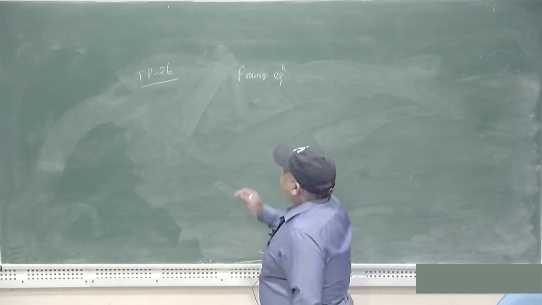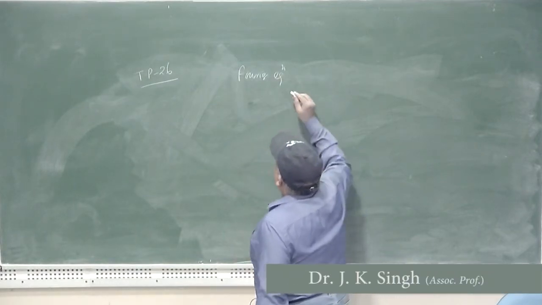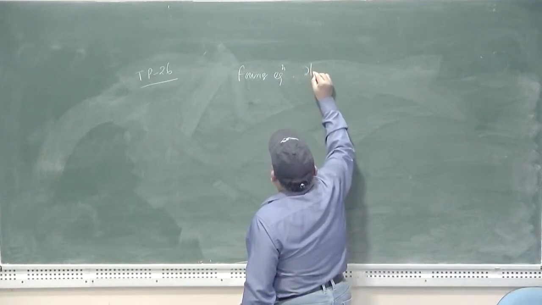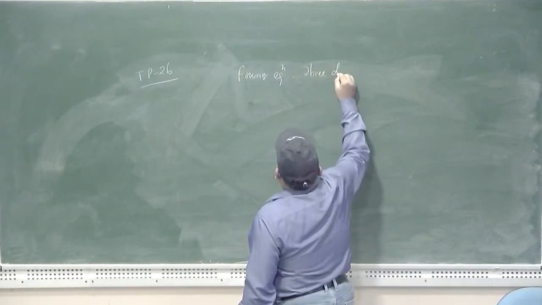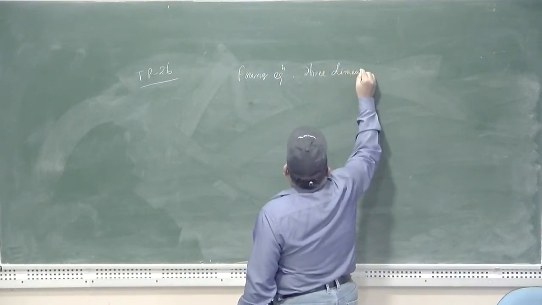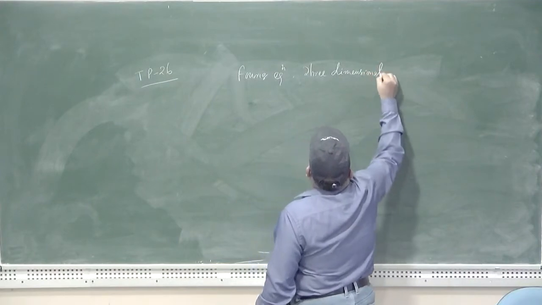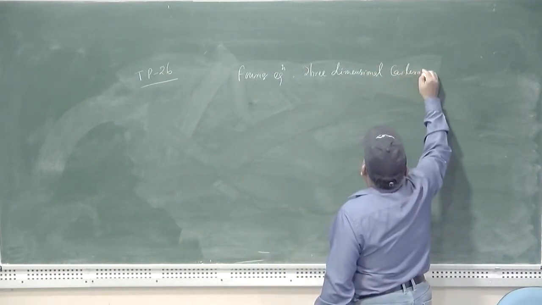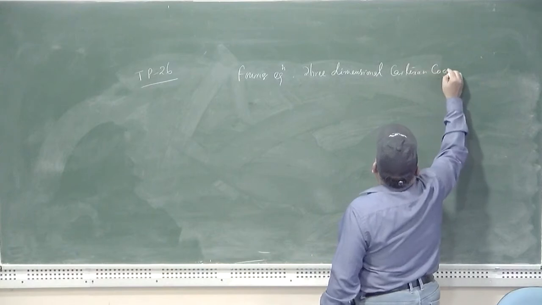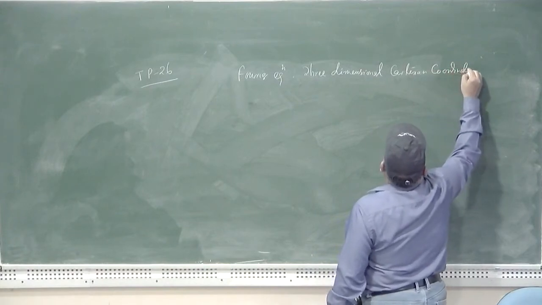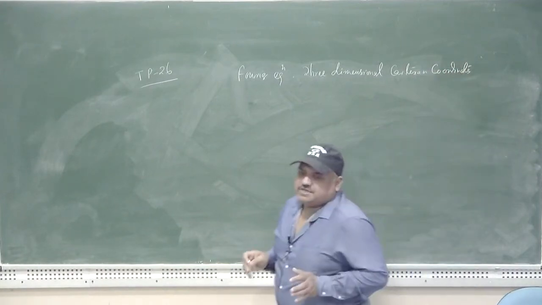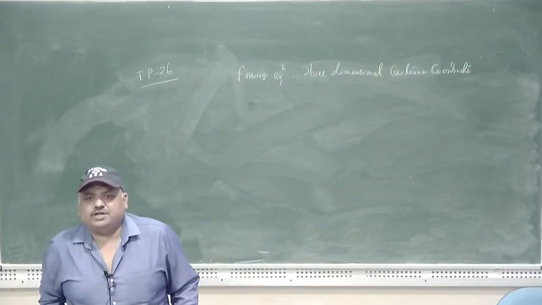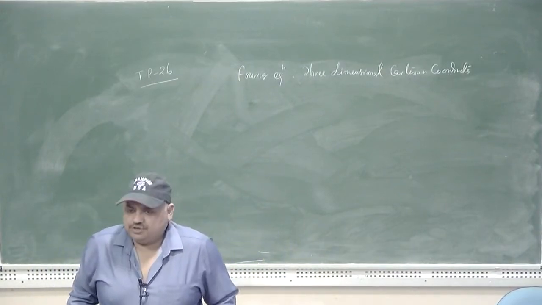So in this 26th class of transport phenomena, we will study the Fourier equation in 3-dimensional Cartesian coordinates. Basically, this is nothing but an extension of Fourier law of heat conduction to 3 dimensions.